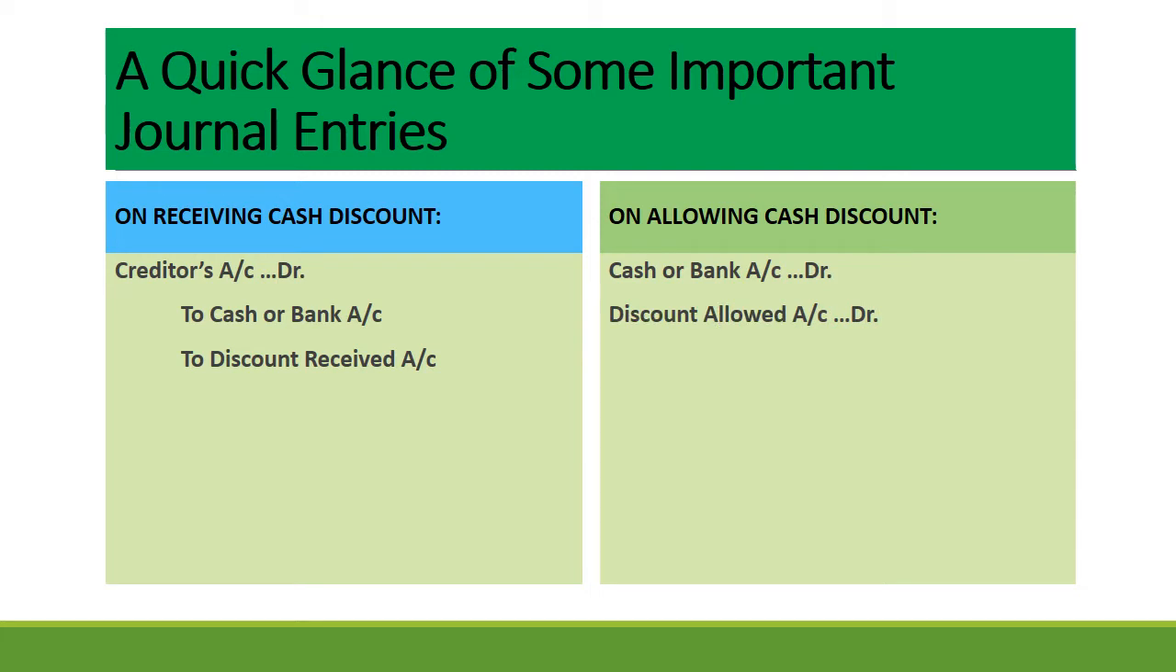Next is in first entry or first situation, discount received is termed as income, इसलिए उसे मैंने credit किया था. Now in case of discount allowed will be termed as expense and expense must be debited. Therefore, entry for allowing discount is cash account debit or bank account debit, discount allowed debit to debtors account. One thing you should remember, cash discount received is applicable at the time of making payment and cash discount allowed will be applicable in case of payment received. Now next.